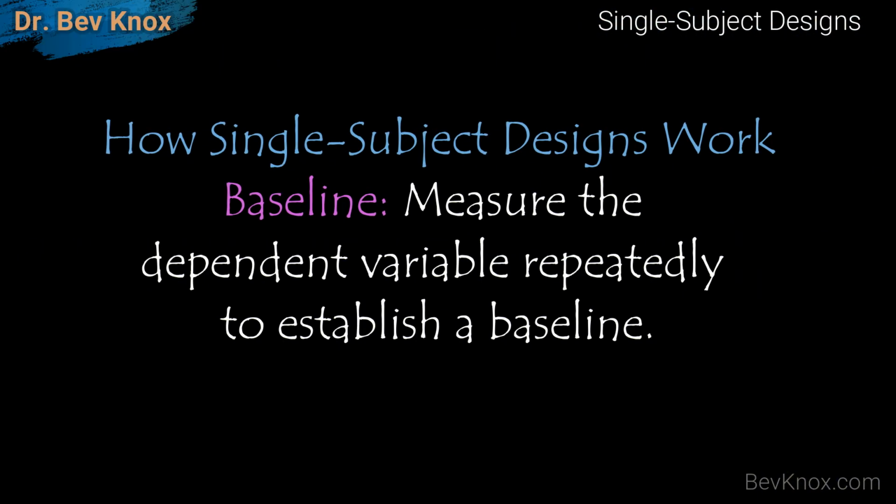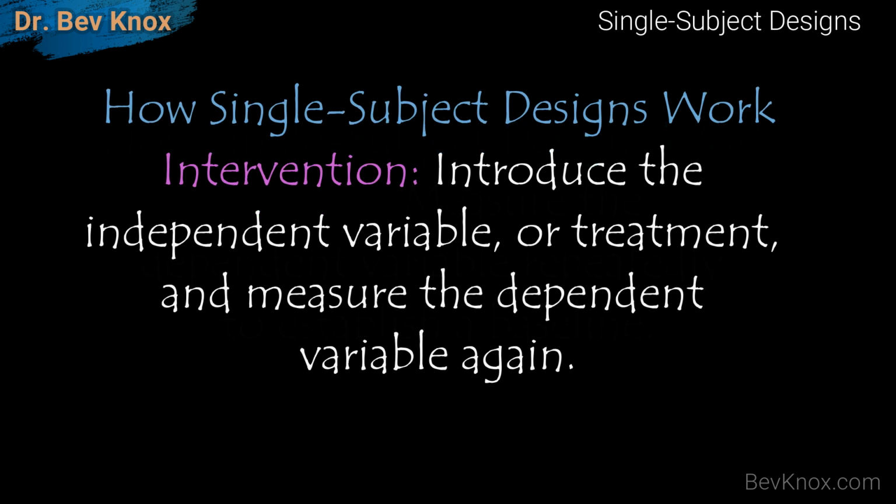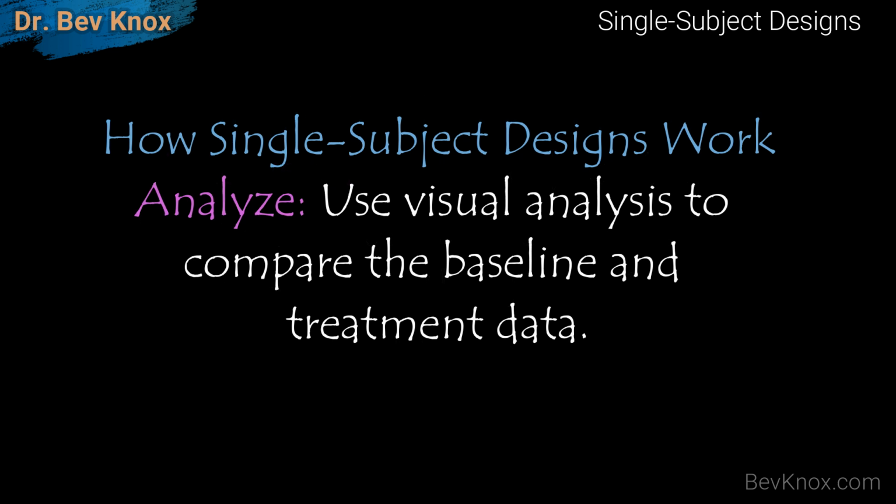Now let's talk about how single subjects designs work. First, there's a baseline. It measures the dependent variable repeatedly to establish a baseline. And then the intervention. We introduce the independent variable or treatment and measure the dependent variable again. And then we analyze. We use visual analysis to compare the baseline and treatment data.